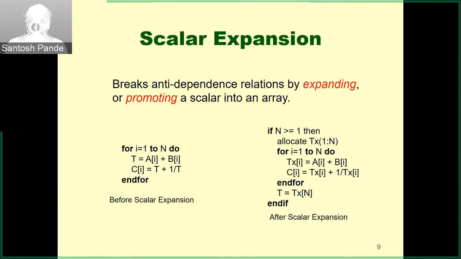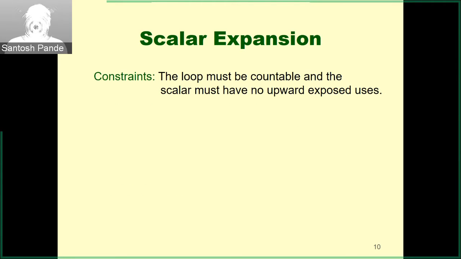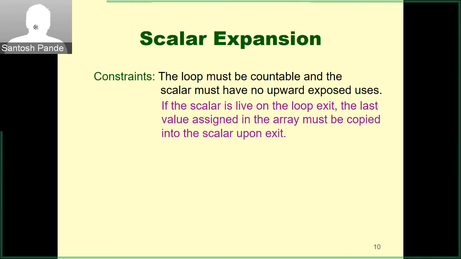A broader case of this is privatization, which I just mentioned. Here are some restrictions. The loop must be countable because we have to allocate so many copies. The scalars should not have any upward exposed uses. That means T must be generated within the loop and consumed within the loop. And the scalar should not be live on exit.